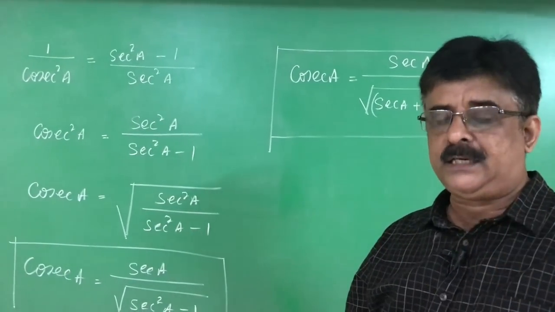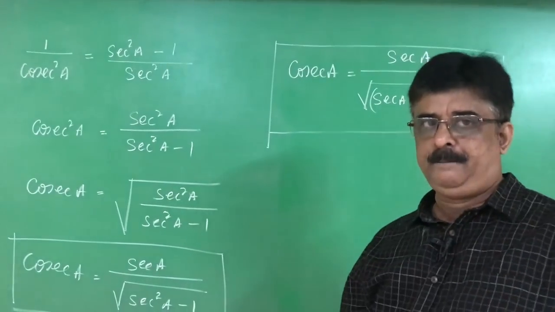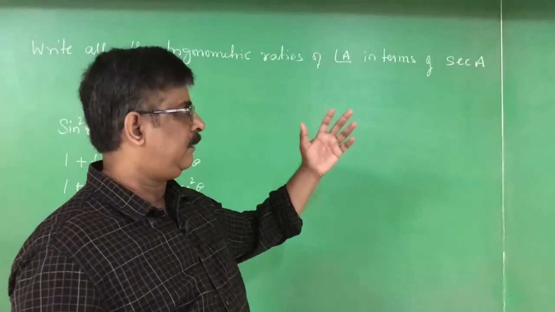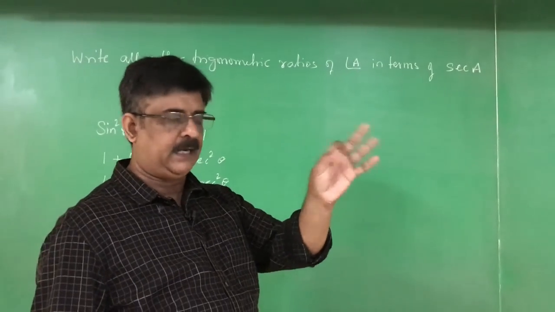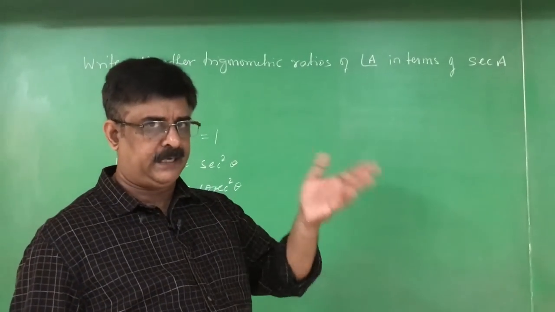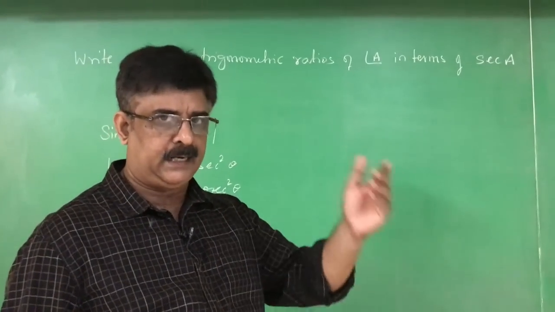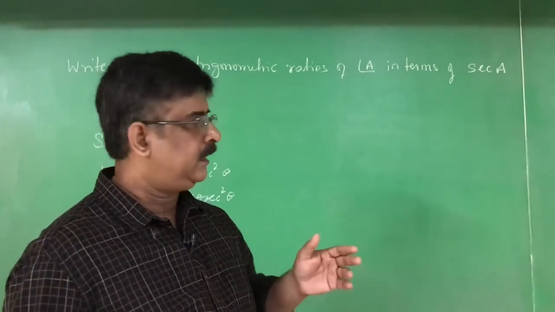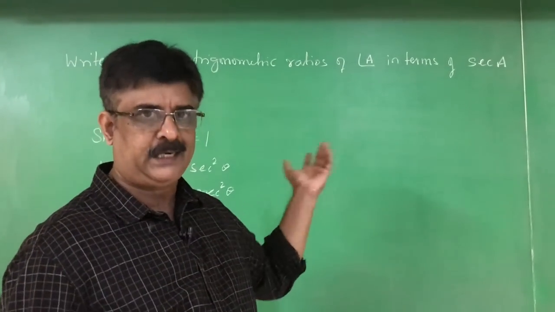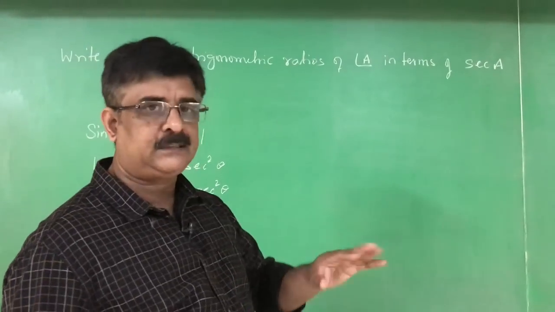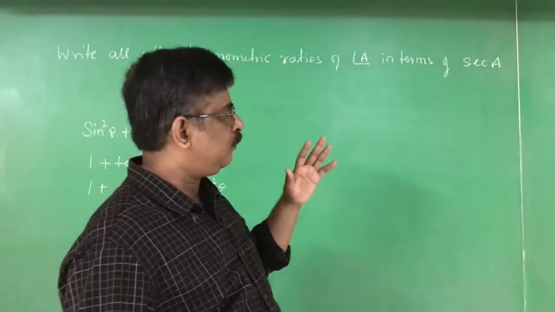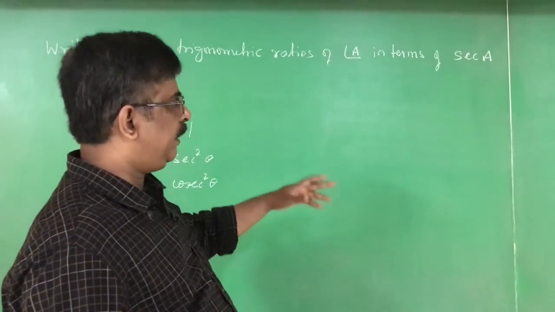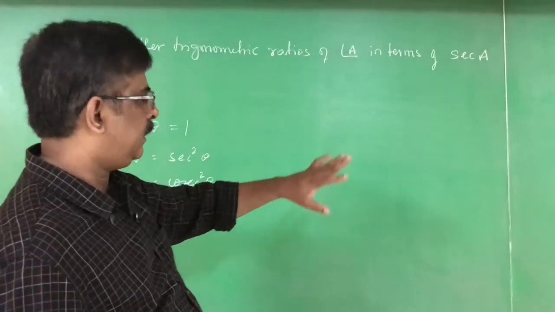1 plus cot square theta is equal to cosecant square theta. Which are the trigonometrical ratios we completed? Sin and secant we did. Cos and secant we did. Tan and secant is over. Cosecant and secant is over. Next is secant. Secant same. The last one is cot. Now we have to find the relationship between cot theta and secant theta.